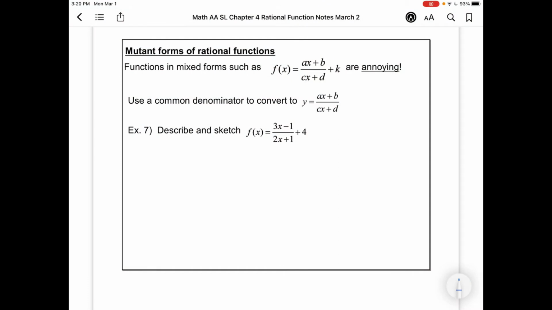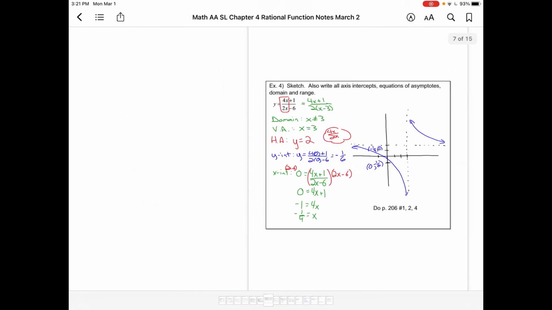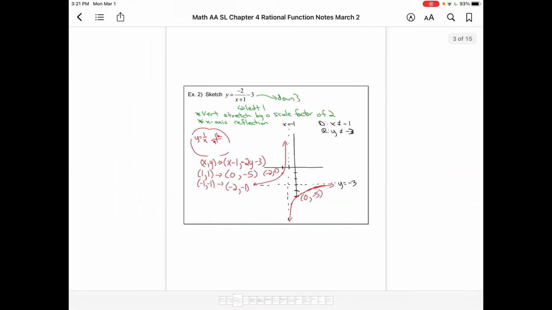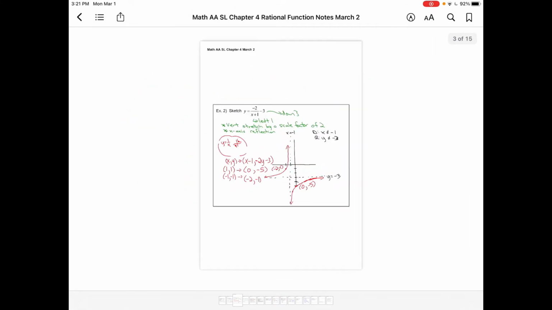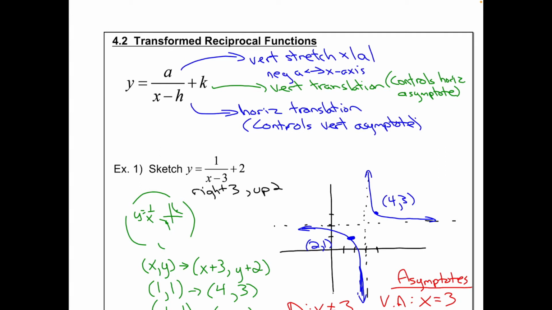In this video, we're going to look at what I'm calling mutant forms of rational functions. If we think back about the forms that we've looked at, we started off the chapter with basic butterfly types where you could transform, like this kind right here. Or if you wanted to generalize, y equals a over x minus h plus k. That was one of these hyperbolas or butterfly shapes, and you could talk about its transformations.